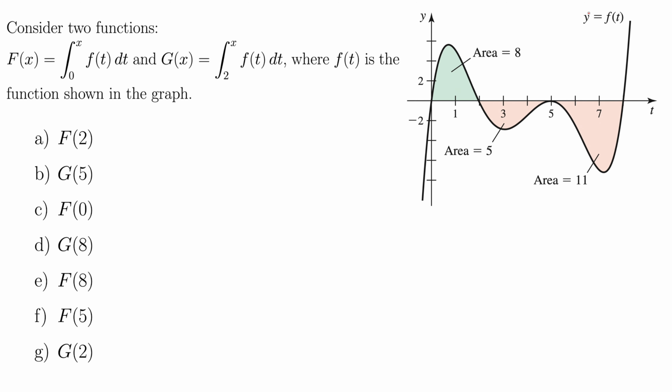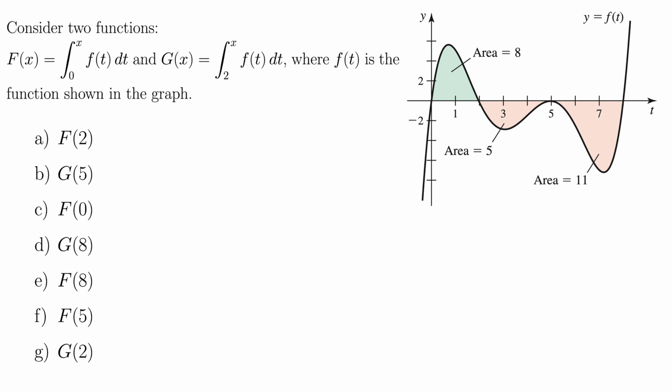This example will be referring to this graph over here. This graph is of f of t, and then we'll be taking the area of various chunks of this graph. So it says consider two functions. F of x equals the integral from 0 to x of f of t dt, and g of x equals the integral from 2 to x of f of t dt, where f of t is the function shown in the graph. So note that capital F of x and capital G of x are both area functions. The only difference between them is where they start. One starts at 0 and one starts at 2.